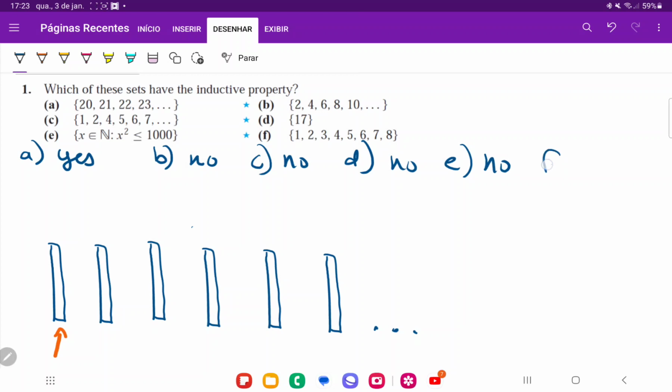And similar for item F, that's also going to be a no, because after 8, you can't access the next one, right? So that's going to be a no. And that is it for problem number 1.